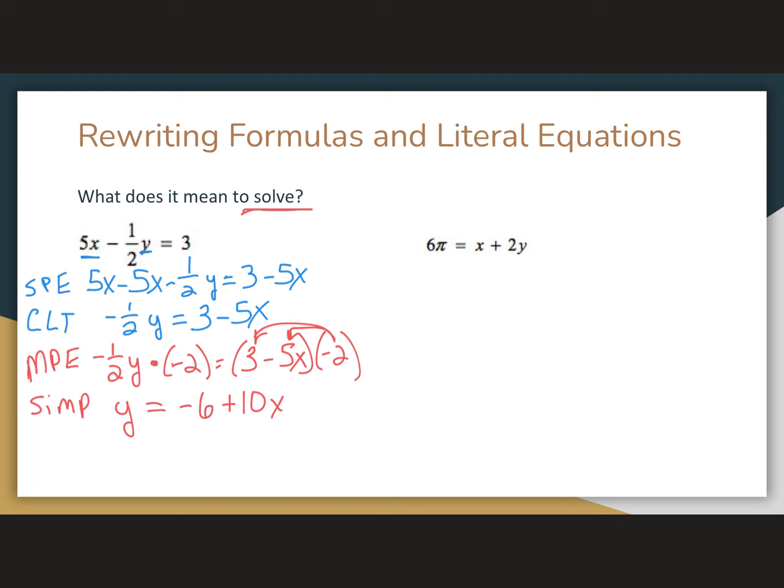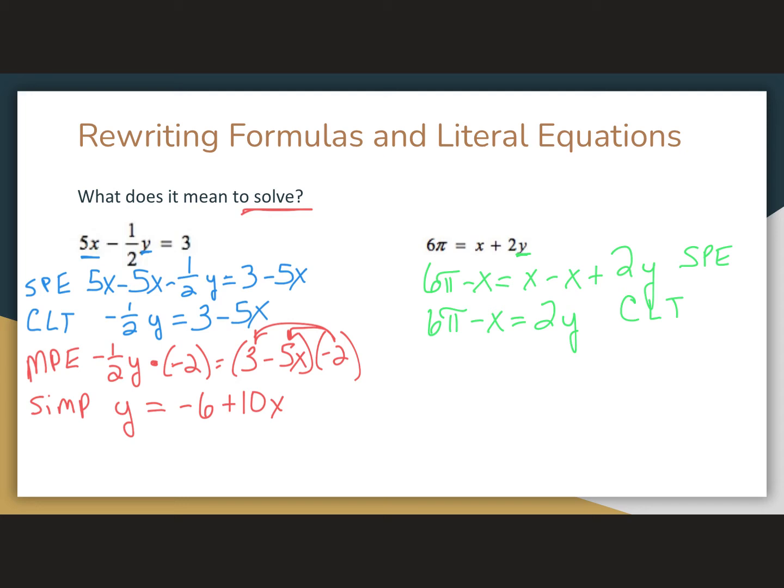Well, what about this other equation if I wanted to solve this one again for y? Well, once again, I'm simply going to get rid of the x by subtracting it. So I have 6 pi minus x equals x minus x plus 2y. Again, that's subtraction property of equality. When I combine my like terms, I'm left with 6 pi minus x equals 2y.